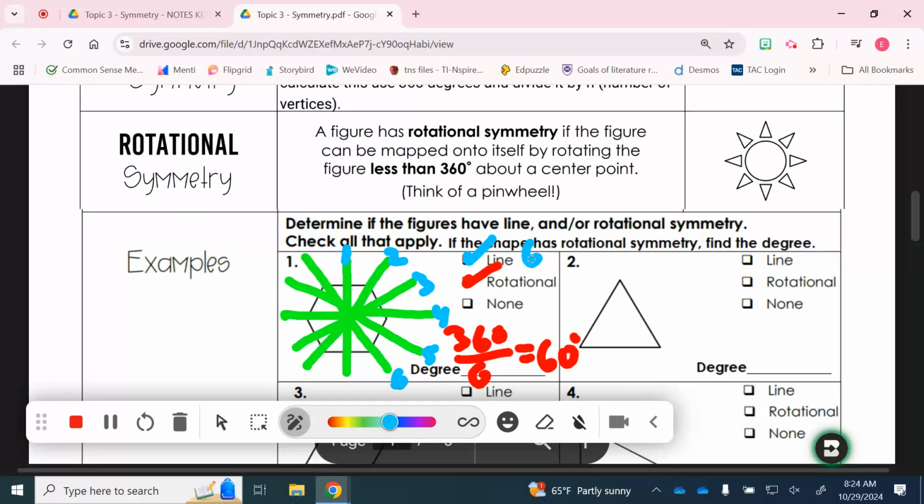Questions on that? Yeah, Max. Since we divided 360 by 6, does that mean the lines are equal to what we divided it by? Sometimes yes, sometimes no. It really does depend on the shape. In this case, since it's regular, yeah. But we're going to run into some other shapes that are irregular, so we can't always assume that. A good question. This one does have both.